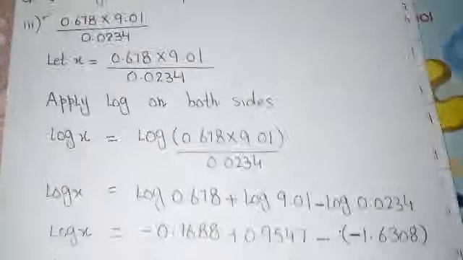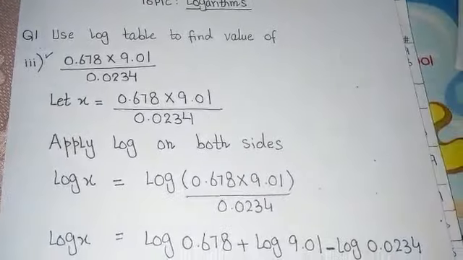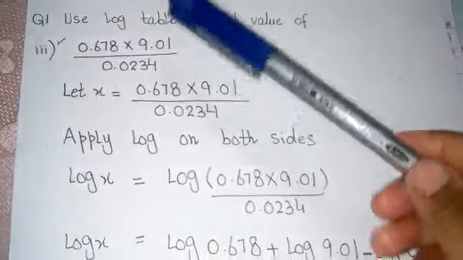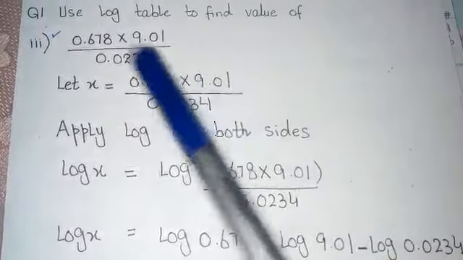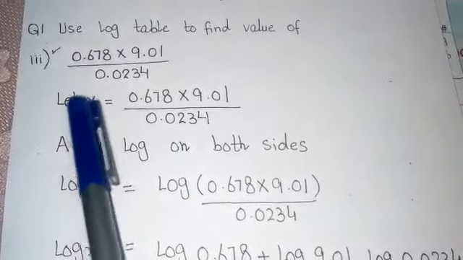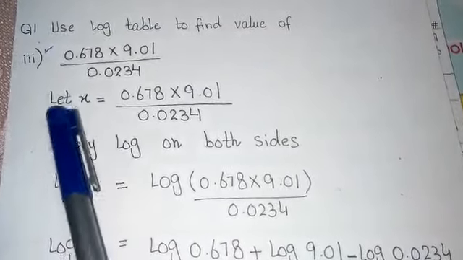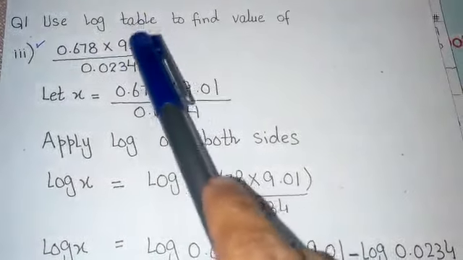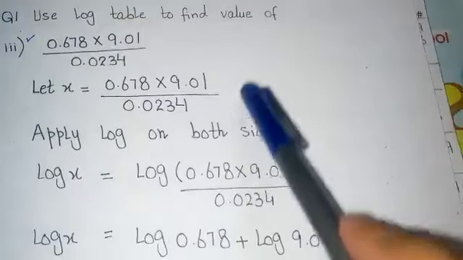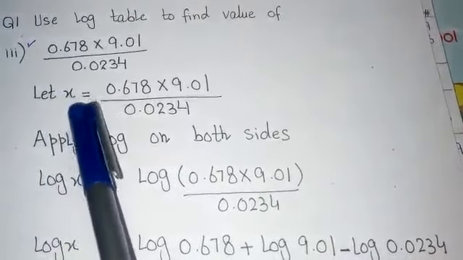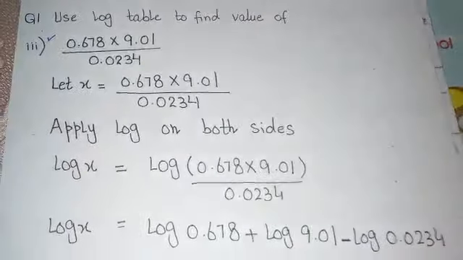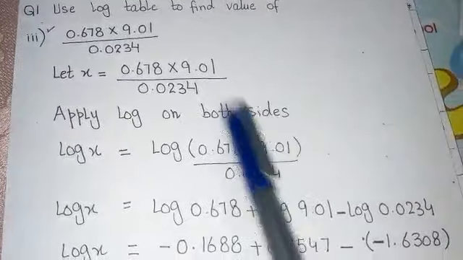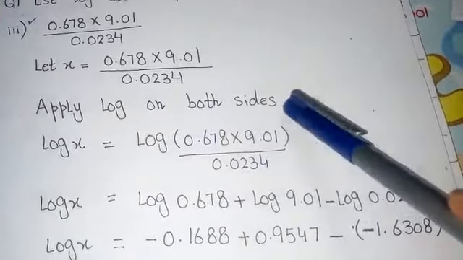Here we have the solution of part number 3. This is the question. So again, if you see, the first step is the same. We let the question be x. Let x equal the whole question, not only a single number, but the whole question you will consider as x. Again, see, the second step is again the same. Apply log on both sides.